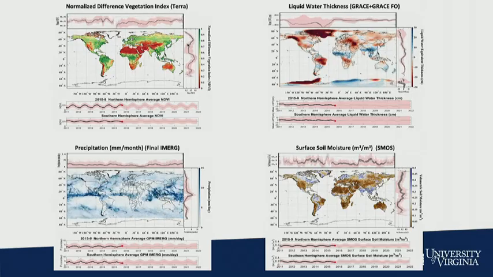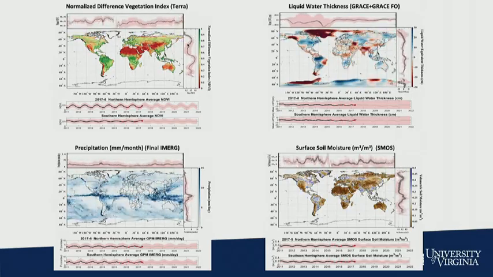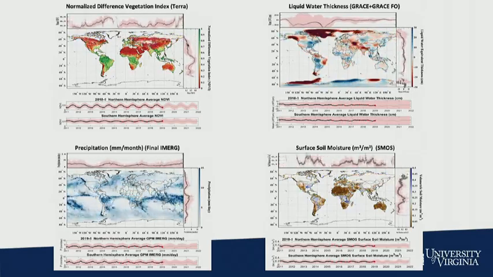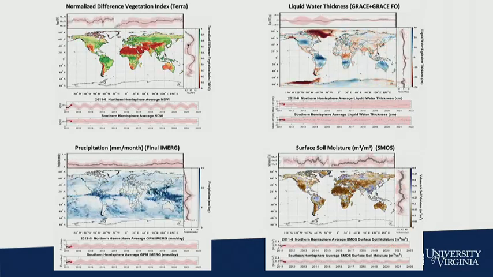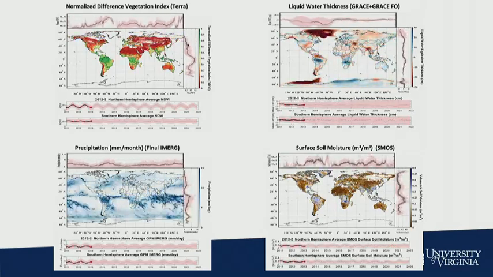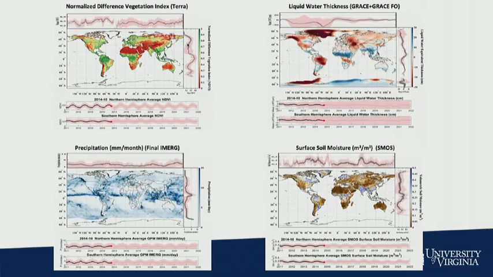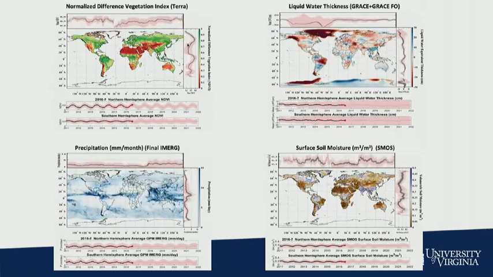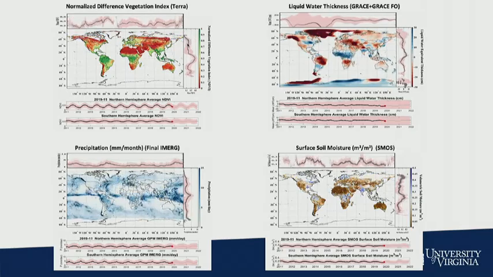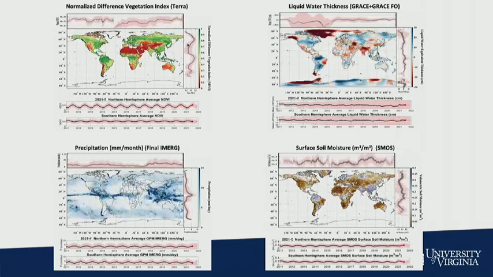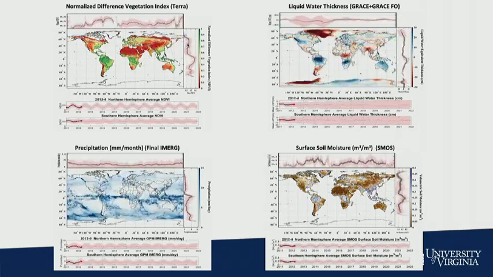So you can do this and be happy that four different indices or four different variables derived from completely different sensors with completely different algorithms somehow match up reasonably well, at least qualitatively.